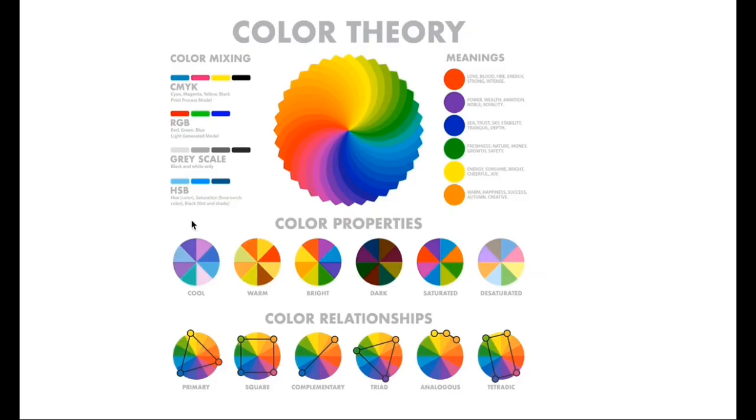We also have cool, warm, bright, dark, saturated, and desaturated colors as well. You can see some of these colors are placed in more than one category and color property, such as red, which can be warm, bright, saturated, desaturated, or even dark. As we change the hue, tone, tint, and shade, these colors sometimes can transition into another color property.